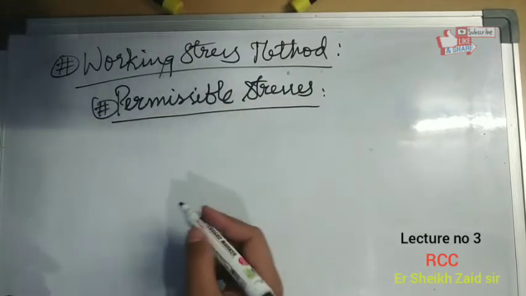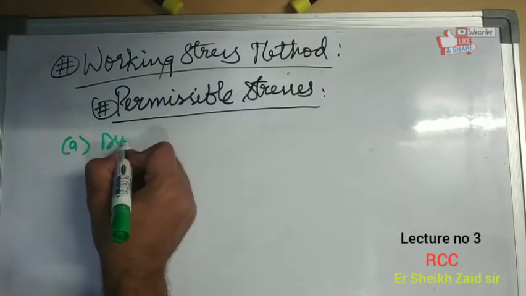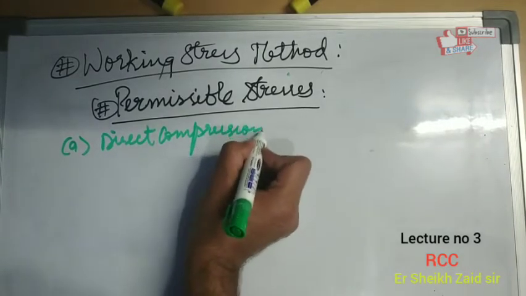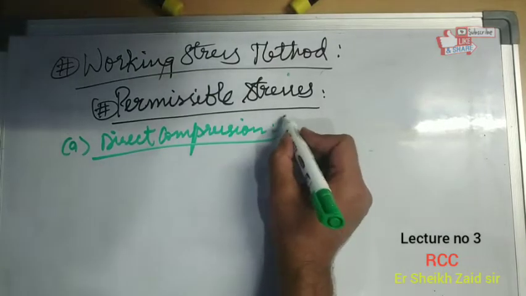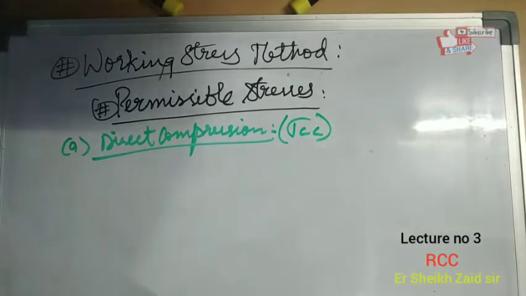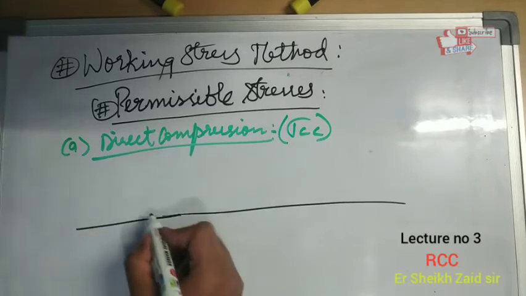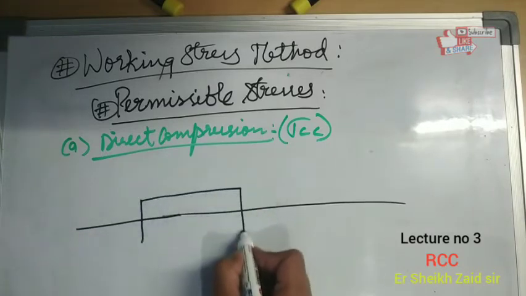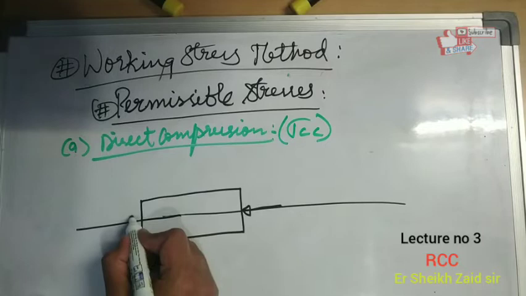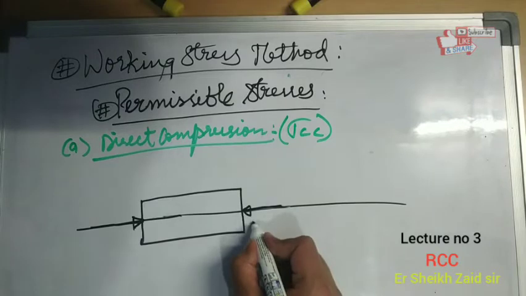Among these, the first one is direct compression. This type of stress is represented as sigma cc. To understand this, suppose this is a body and it is subjected to compressive forces, or direct compression, by a load of P.